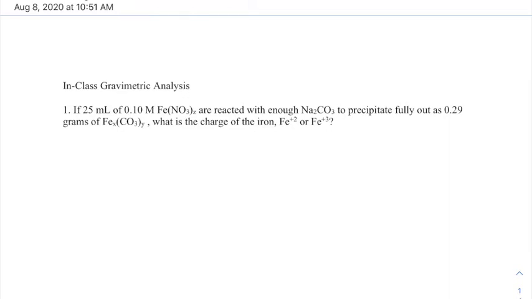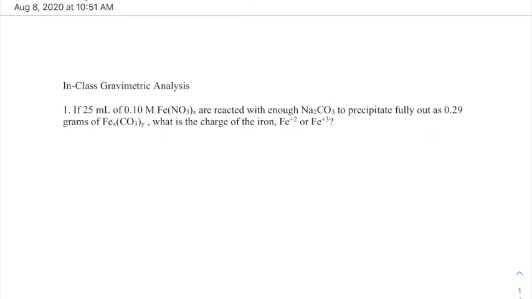Here we are to do some gravimetric analysis problems. Now these get a little long and complicated. You're going to want a calculator for sure, and you're going to want a periodic table nearby because this is going to combine all of the information that we have done before.